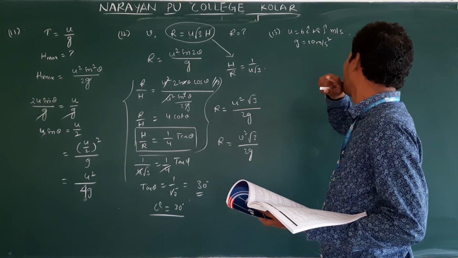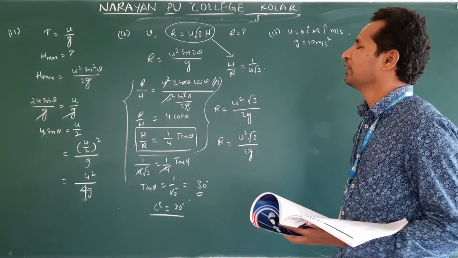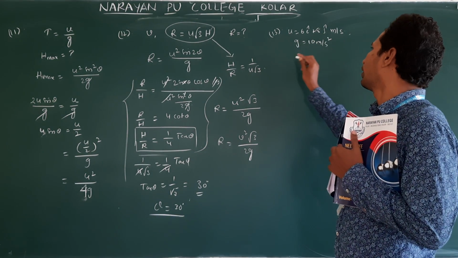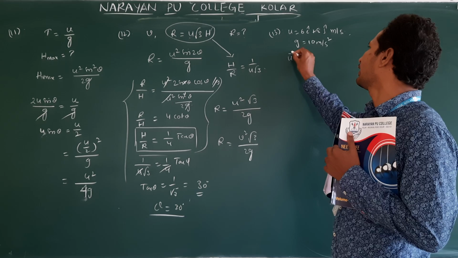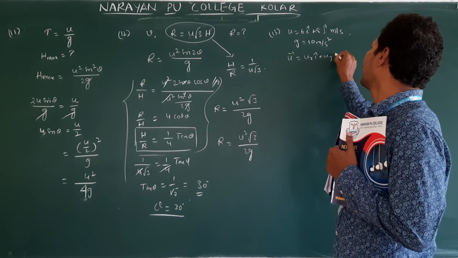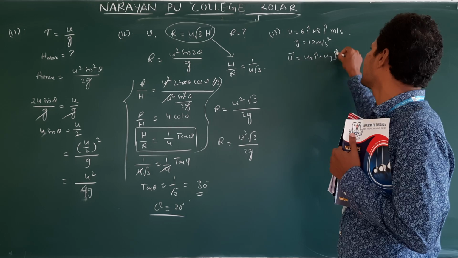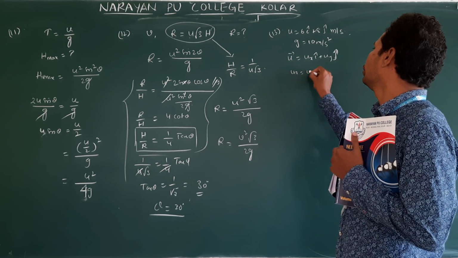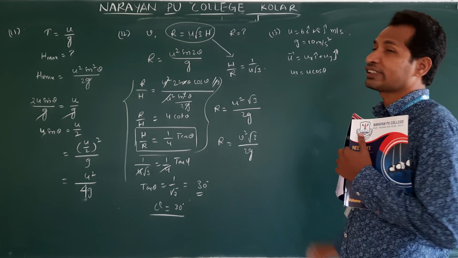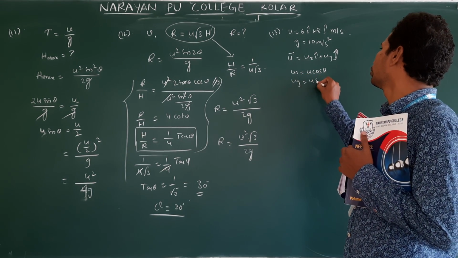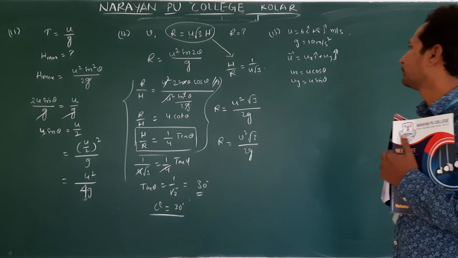There are two ways to find this answer, but we will try to find the simple way. See, this is in velocity form. What is the initial velocity? How do we write? U is equal to ux i cap plus uy j cap. Am I right? Yes or no? Ux is u cos theta for projectile motion components, and uy is equal to u sin theta.